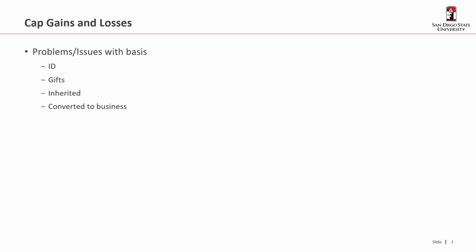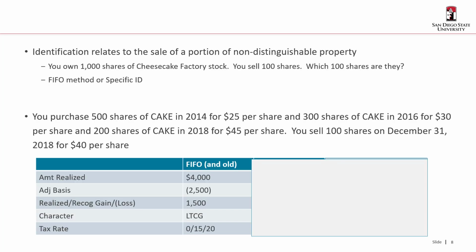Okay, so let's talk about some problems and issues with basis, because basis is one of these boring items, right? It's what you pay for it, less any depreciation typically. So let's go through some of the areas where that doesn't always lend itself to the truth. The first one we'll talk about is identifying the property. The second one is when it comes through a gift. The third is through inheritance. And then lastly, when you convert personal property to business property.